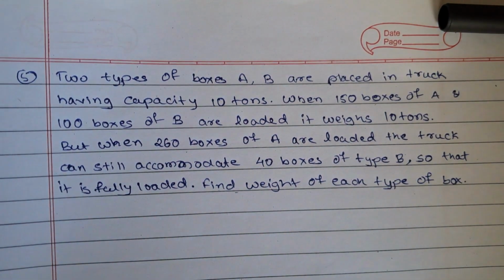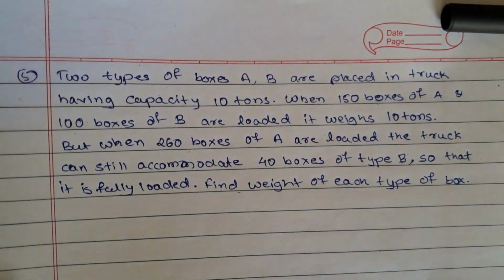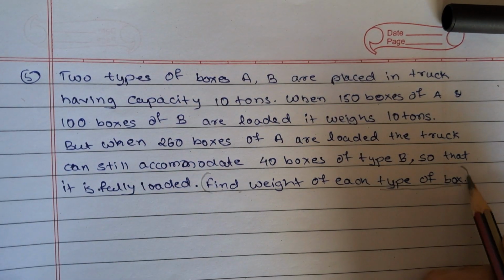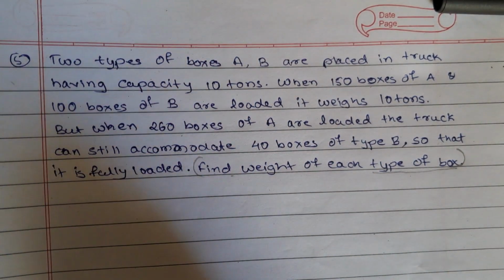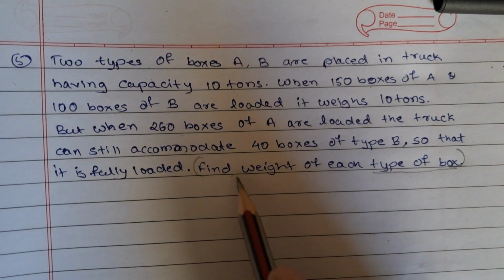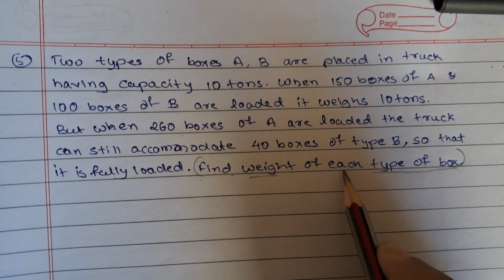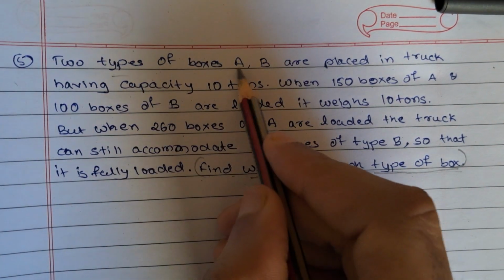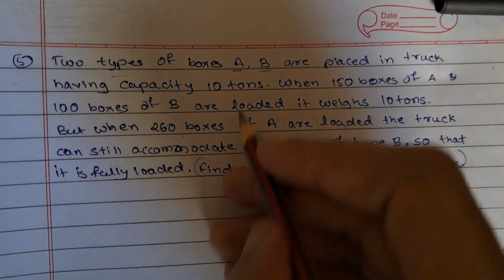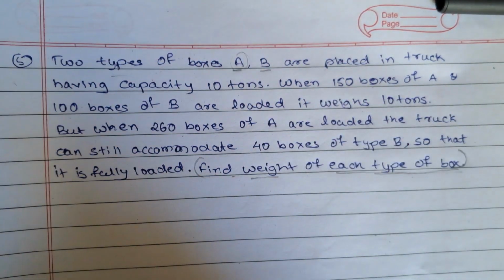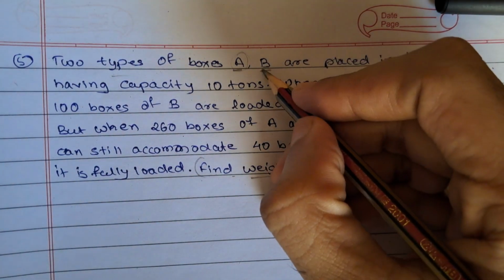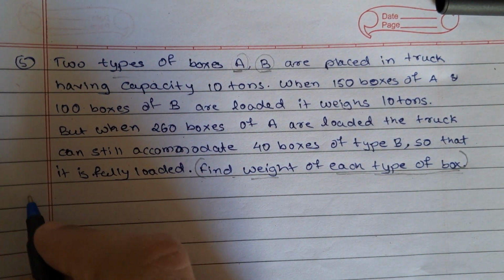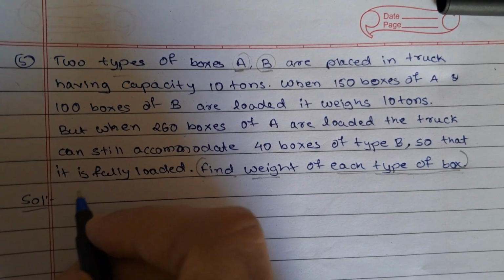Okay, so in this sum, let's see what we have to do. It says find the weight of each type of boxes. Again, our focus will be on the very last line to identify what should be my x and what should be my y. So it says there are two types of boxes, A and B. So I will say let the weight of box A be x kg and weight of box B be y kg. Even before reading the entire sum, I will start my solution like this.